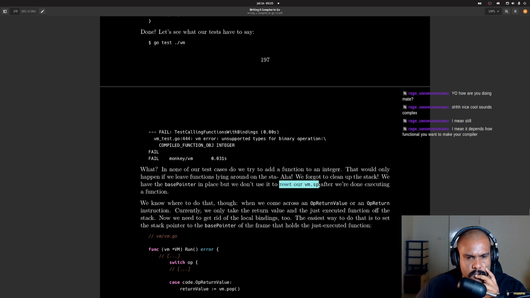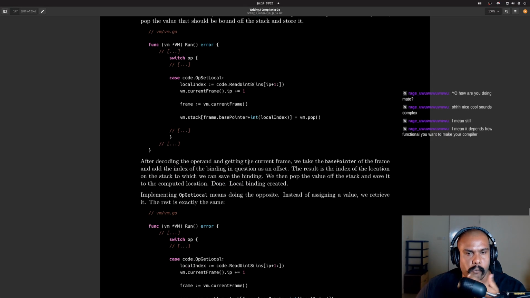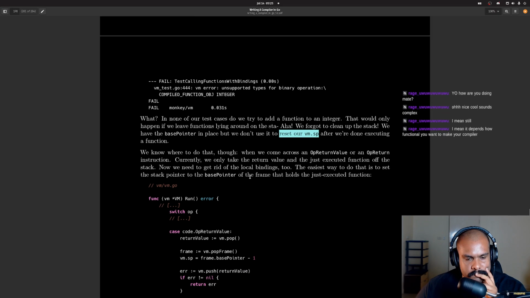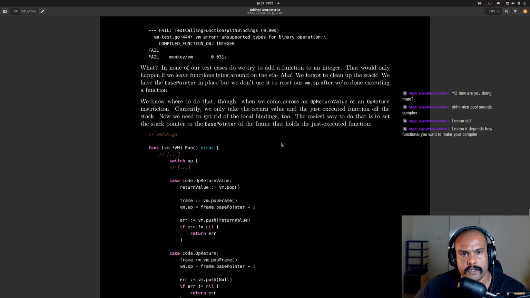Why do we need to reset? Ah, yeah, because the stack pointer is pointing to the end of the... So on return, the stack pointer needs to be... Gotta remove the base pointer. Okay.